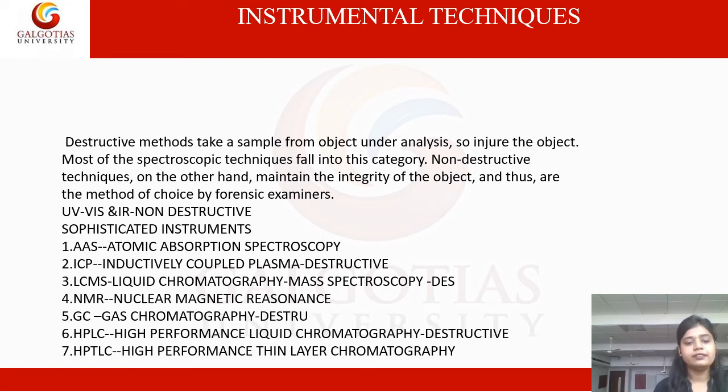We have HPLC, which is high performance liquid chromatography, which is generally used for organic analysis, for the analysis of different types of pesticides in a sample or different forms of drugs. It's again a destructive technique. And then we also have HPTLC, which is high performance thin layer chromatography, which is for organic analysis and also a destructive technique.